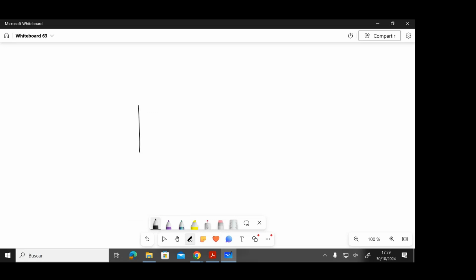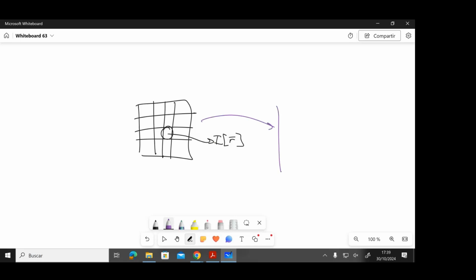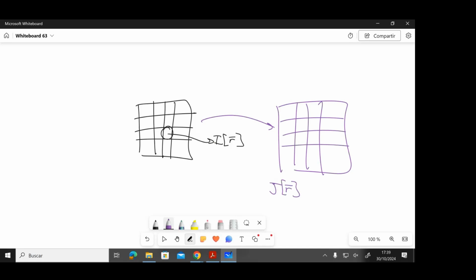Let's say that we have an image, and we have seen a family of transformations that transforms this into a new image. J(r) is a function of I(r), so that means a single point here is transformed into a single point there, so 1 to 1.